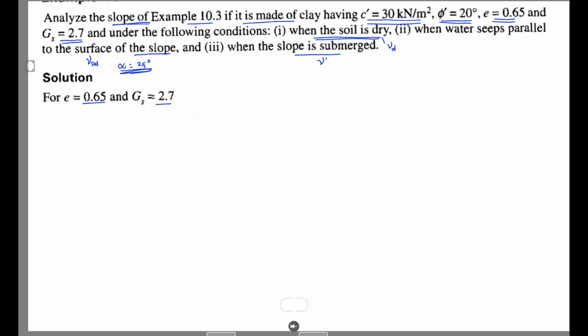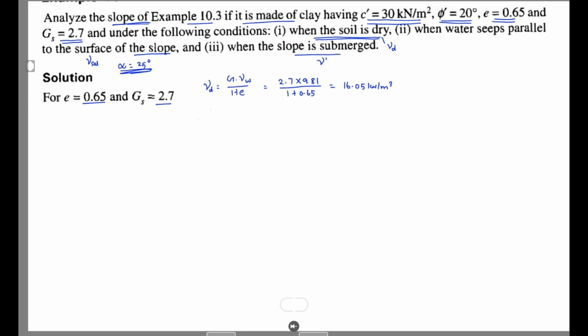So we have to find the gamma D value. Gamma D equals, the formula is, G into gamma W divided by 1 plus e. Now we can substitute all the values: G is equal to 2.7 into gamma W value 9.81, divided by 1 plus e value 0.65. Solving this, we get gamma D equal to 16.05 kilonewton per meter cube.